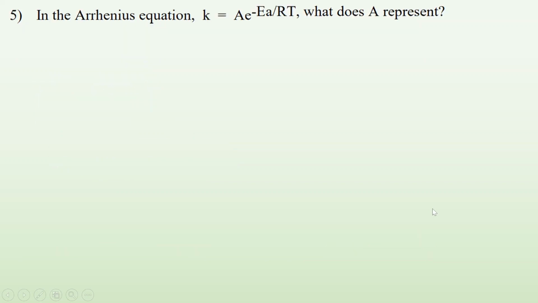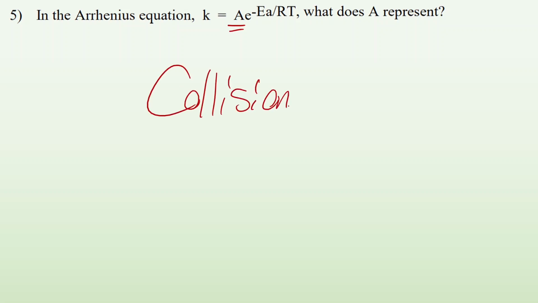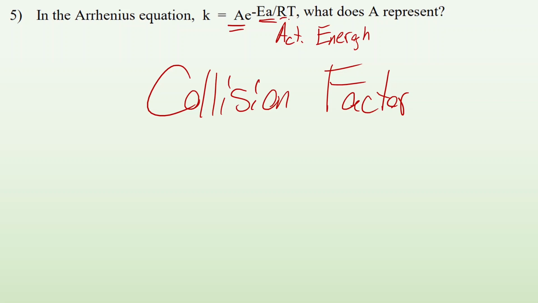Yeah. Number five, in the Arrhenius equation, k equals capital A times e to the negative Ea over RT, what does A represent? A is the collision factor. Right, we have Ea, which is the activation energy. How much energy does it take to get that reaction started? We have R, which is the constant, and T, which is temperature. And A is basically the collision factor.